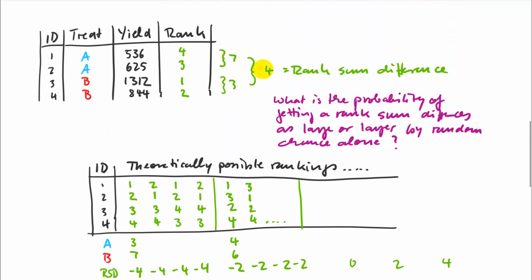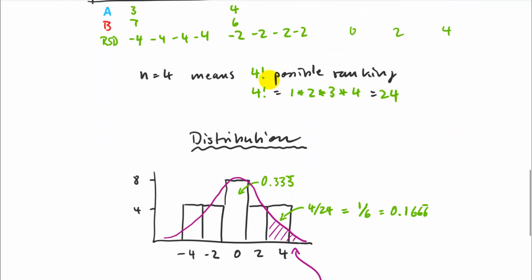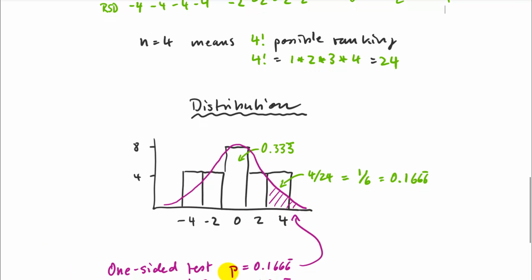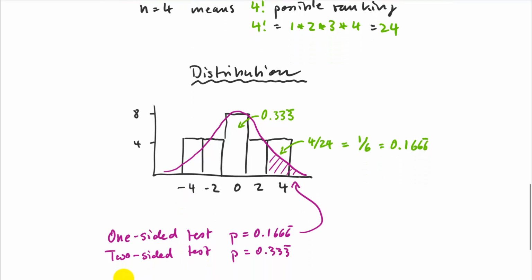So if I get a rank sum in my original experiment of 4, I can now read off my exact p-value. So if I have a rank sum of 4, that's exactly a 4 over 24 chance. So it's a 1 out of 6 chance, and that's 0.1666. And that is my p-value for a one-sided test. Or if you were to do a two-sided test, then you would also consider the other side. So we covered this when we did the t-test. So you're asking what's the probability of getting a rank sum that is either larger or equal to 4 or smaller or equal to minus 4. So in that case, the probability would double.